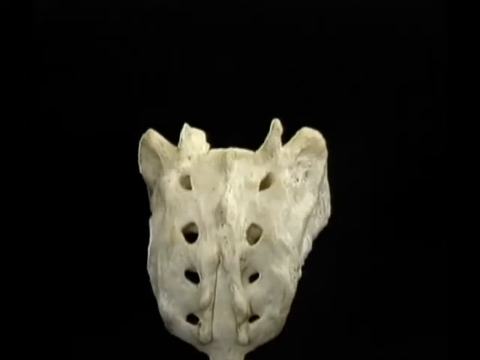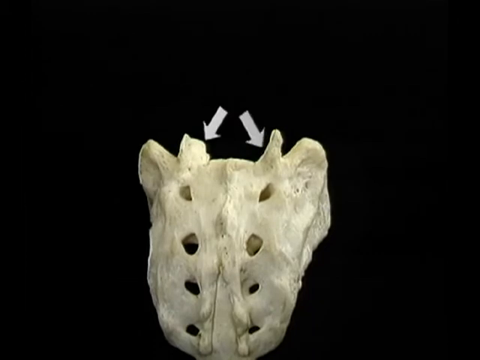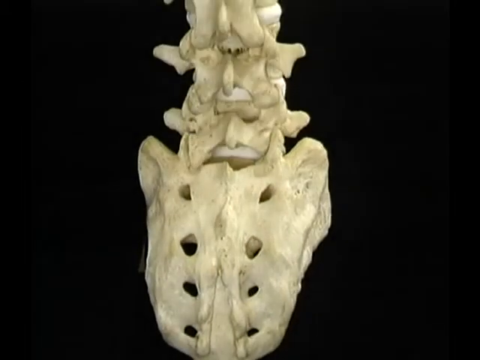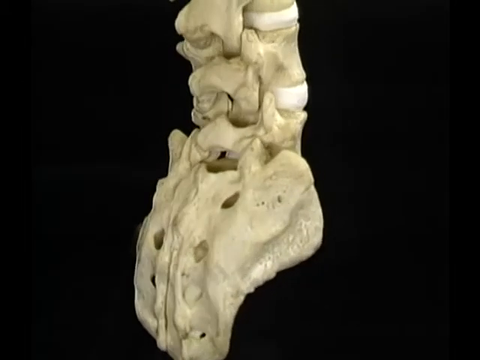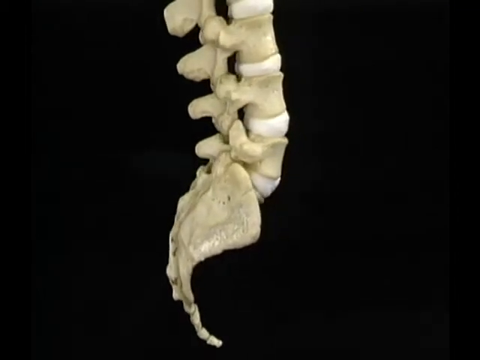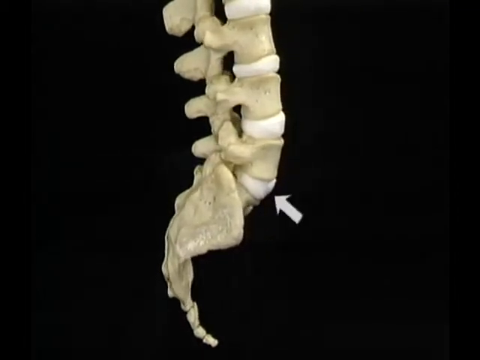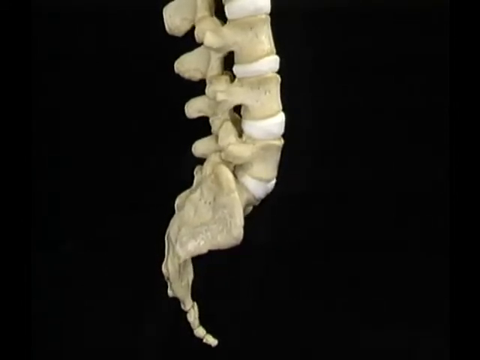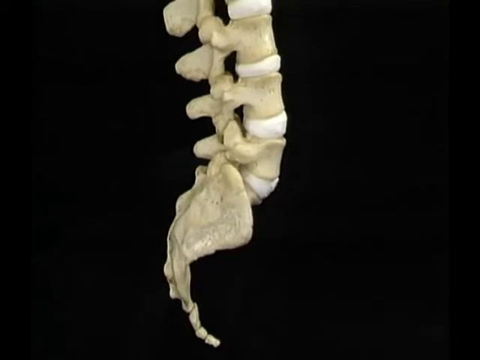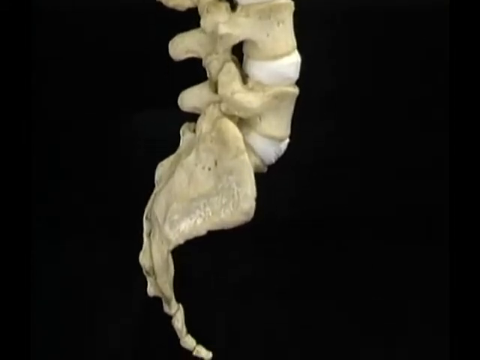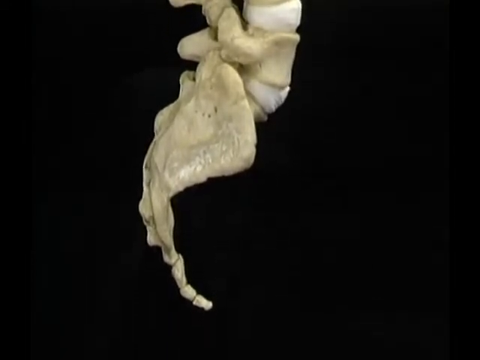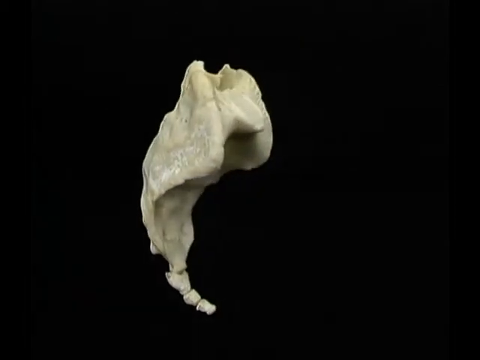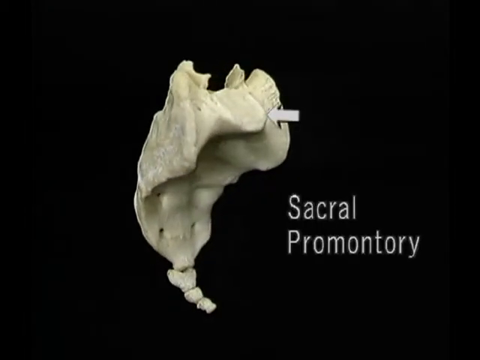On the dorsal surface, there are 2 articular processes for the 5th lumbar vertebra. The lowest intervertebral disc is quite wedge-shaped. Its shape accounts in part for the very marked curvature of the spine between the 4th lumbar vertebra and the sacrum. The most anterior point on the sacrum is called the sacral promontory.